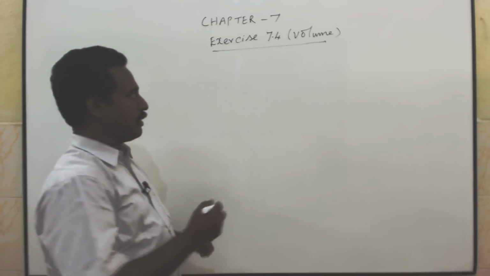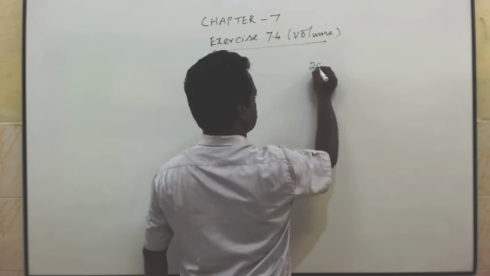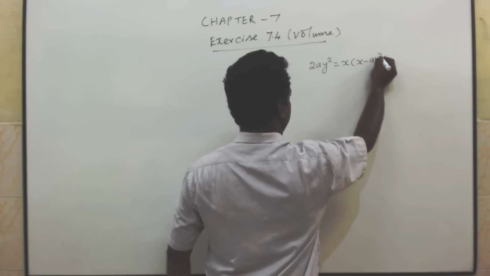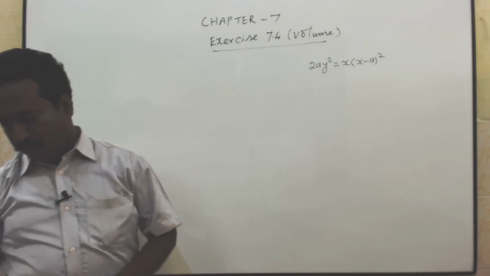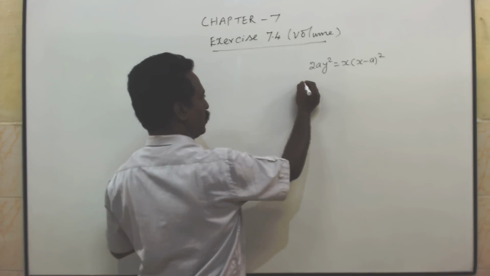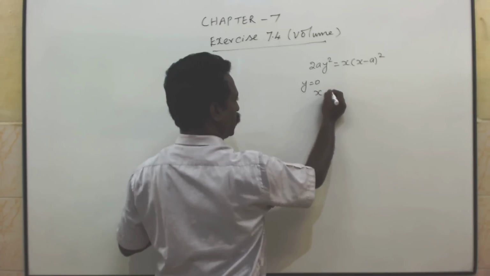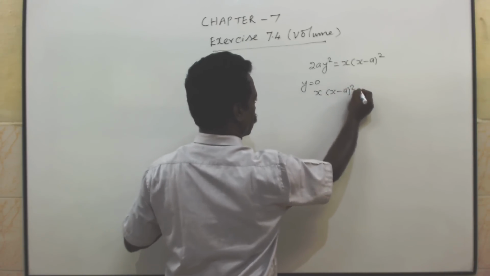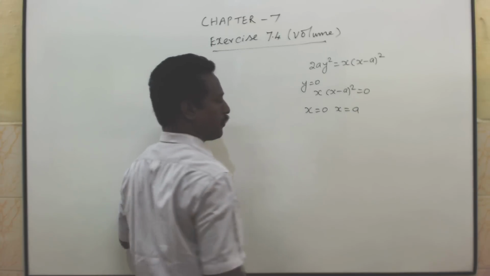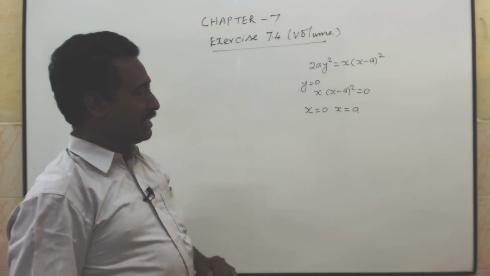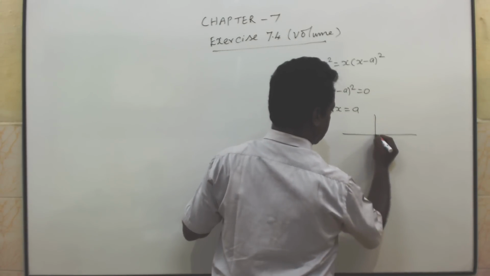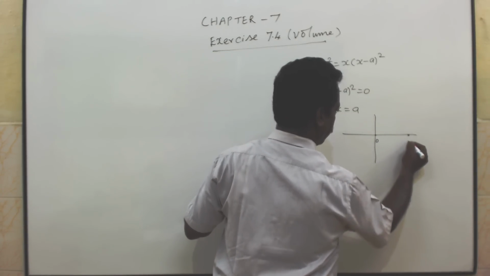2a y square equal to x into x minus a whole square, revolves about the x axis. X axis means put y equal to 0: x into x minus a whole square equal to 0, therefore x is equal to 0, x is equal to a. Y square means it is symmetric about the x axis, so it intersects the x axis at 0 comma a.